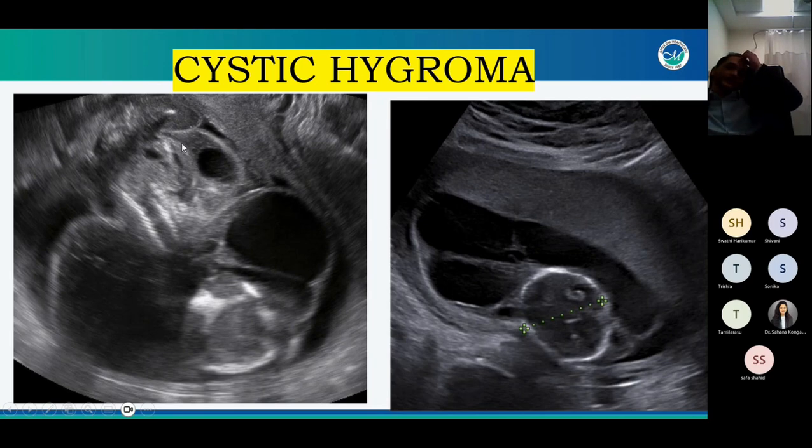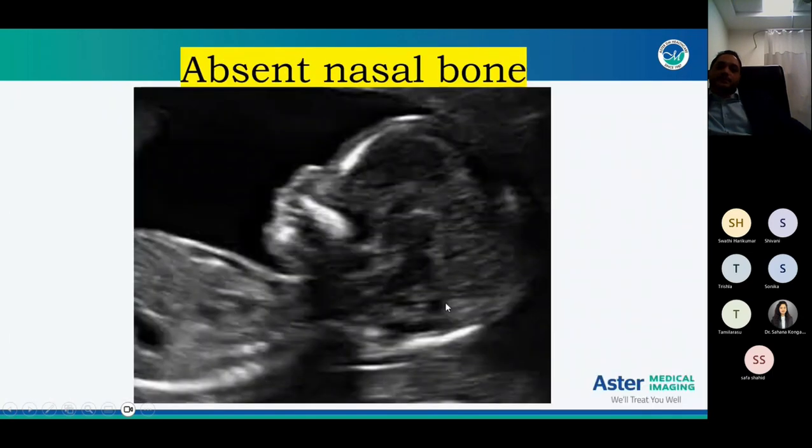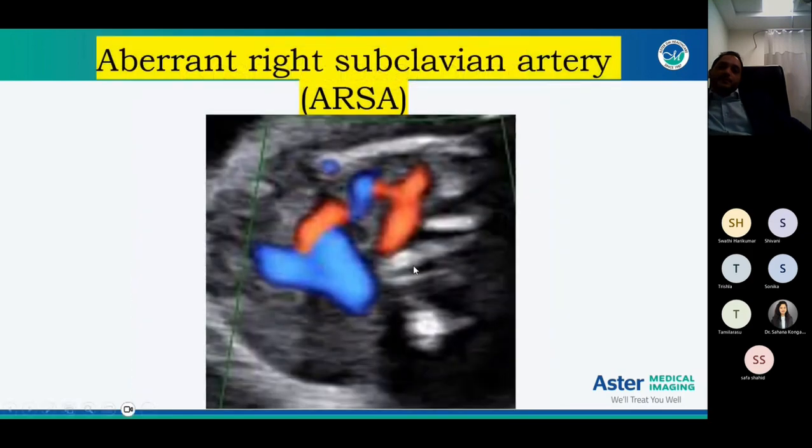In this case, we can see there is anasarca also, diffuse edema all over the baby's body, even cysts forming around the abdomen. There is a layer of ascites also here. And this is the case of absent nasal bone, which we discussed before also, how to identify presence and absence of nasal bone. Aberrant right subclavian artery arises distal to the left subclavian artery and traverses behind the trachea.